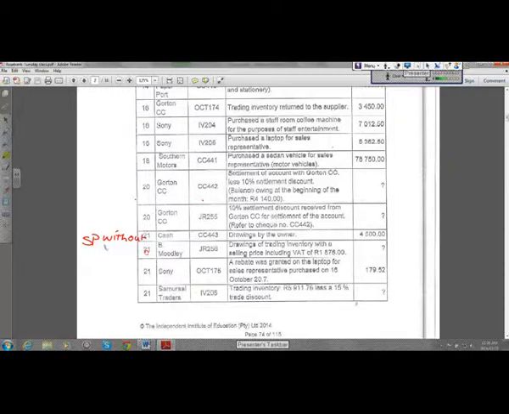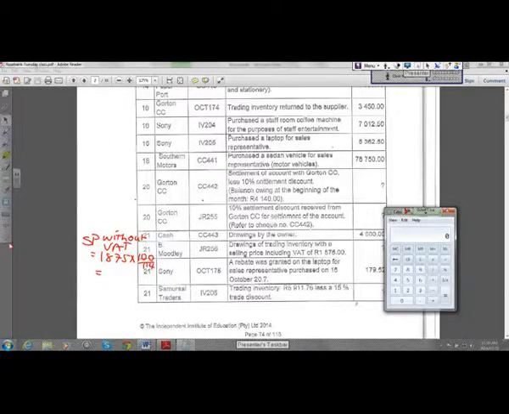VAT was equal to 1875 times 100 over 114. All right, so let's do it quickly. 1875 times 100 divided by 114 equals, all right, we said it's 1645.